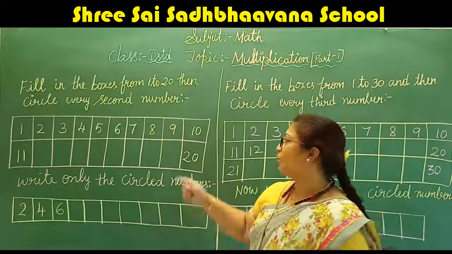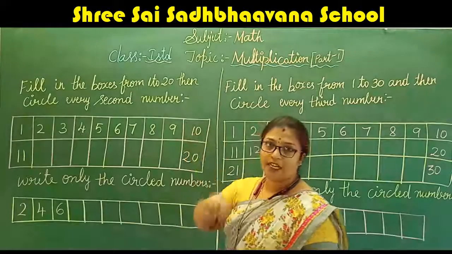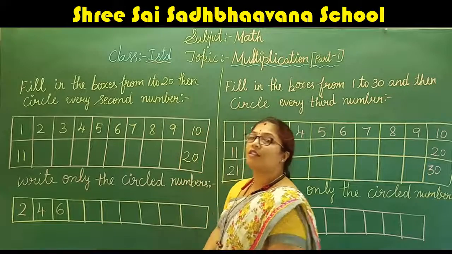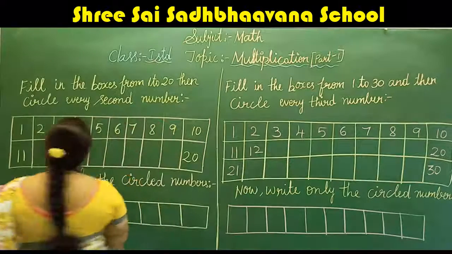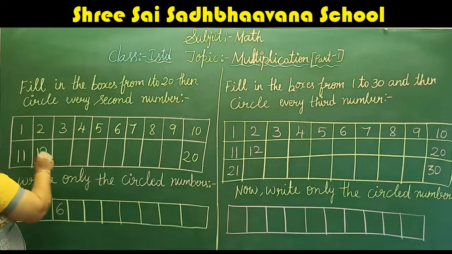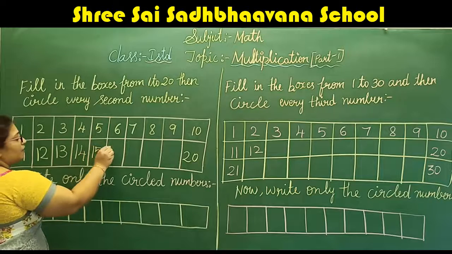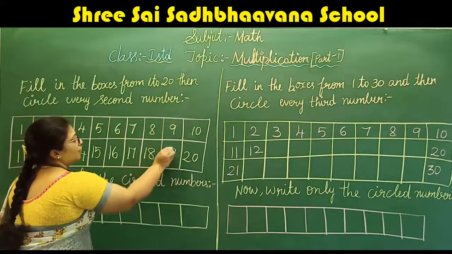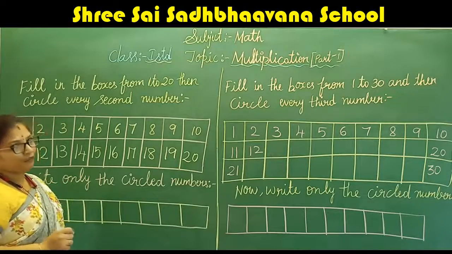First, they have given you to write the numbers 1 to 20. 1 to 10 they have already given you. Next they have given you from 11. So what is the next number after 11? You should write it there. The next numbers are 12, 13, 14, 15, 16, 17, 18, 19, 20. This one you have to fill in first.